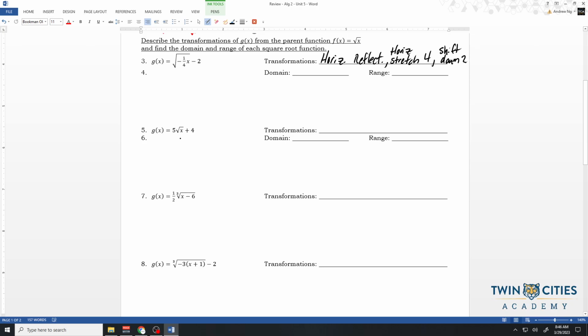All right, number 5. For number 5, I've got g of x equals 5 times the square root of x, and then plus 4 at the very end. This 5 on the outside at the very front is a multiplier. This will tell me that this is a vertical stretch of 5. And then the 4 at the very end tells me I'm going to be shifting up 4 units.